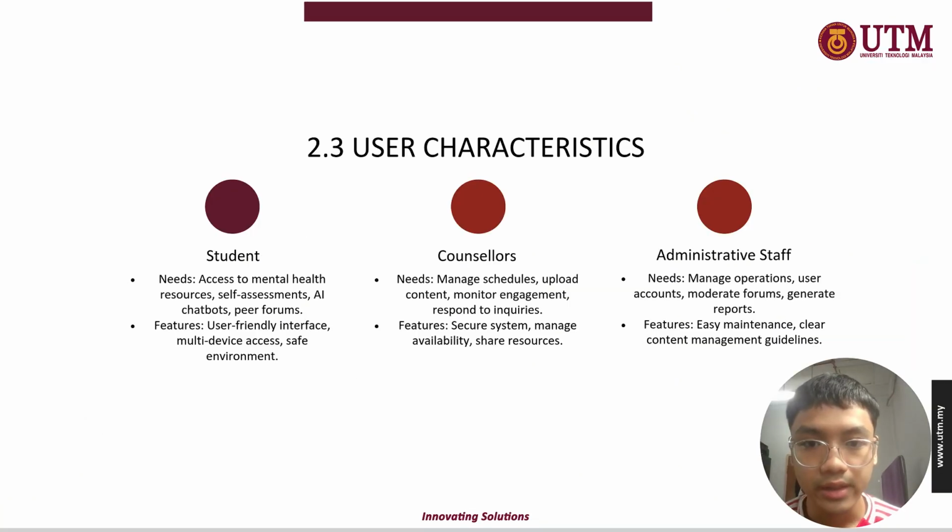So for 2.3 is user characteristics. We have 3 characters in our use case, that is student, counselors, and administrative staff. For student, the needs are to access mental health resources, self-assessment, AI chatbots, and peer forum. The features are user-friendly interface, multi-device access for phone and desktop, and then safe environment.